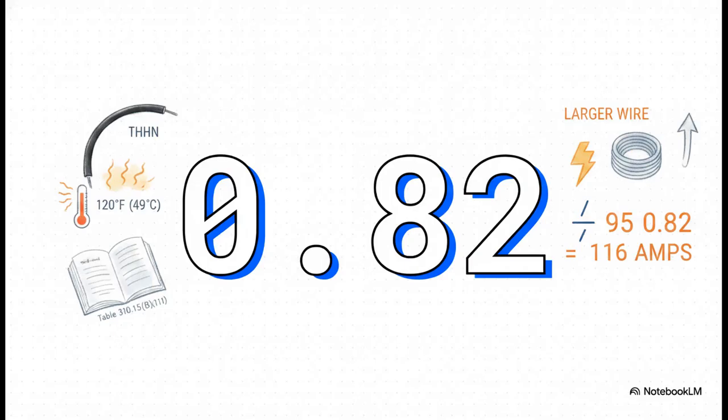Now, what's really interesting about this is a very specific high-yield exam number you should memorize: 0.82. If you've got a 90-degree rated wire, like THHN, operating in a 120-degree Fahrenheit ambient environment, Table 310.15(B)(1) tells you the correction factor is 0.82. So if you have a 95 amp load, you literally divide 95 by 0.82. That inflates your requirement to 116 amps, again forcing you into a larger, safer wire.